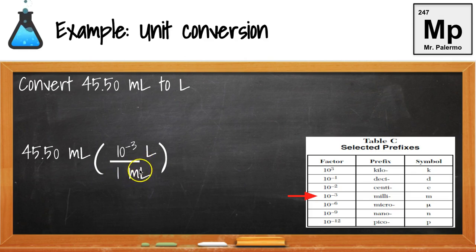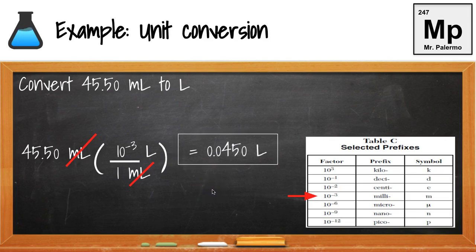Again, I put milliliters on the bottom because whatever's on top here must go on the bottom here, so they cancel out. And so I'm left with the unit of liters, which is the unit that I'm trying to convert to. And now simply multiply the top numbers and divide by the bottom. So 45.50 times 10 to the negative third divided by 1 is going to equal 0.0450 liters. Let's try one more example.